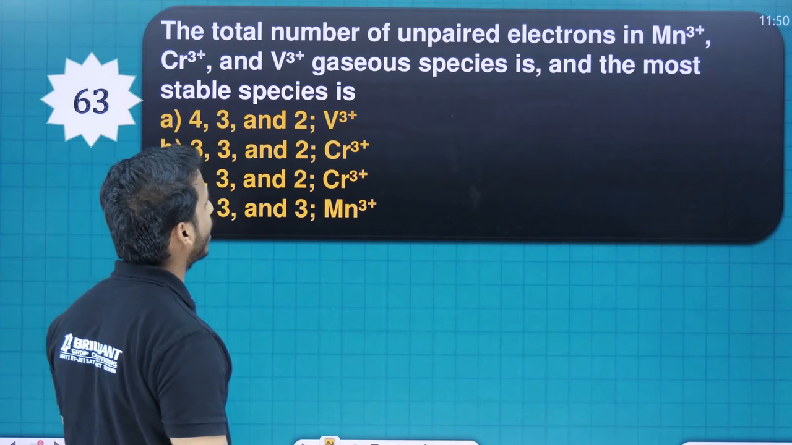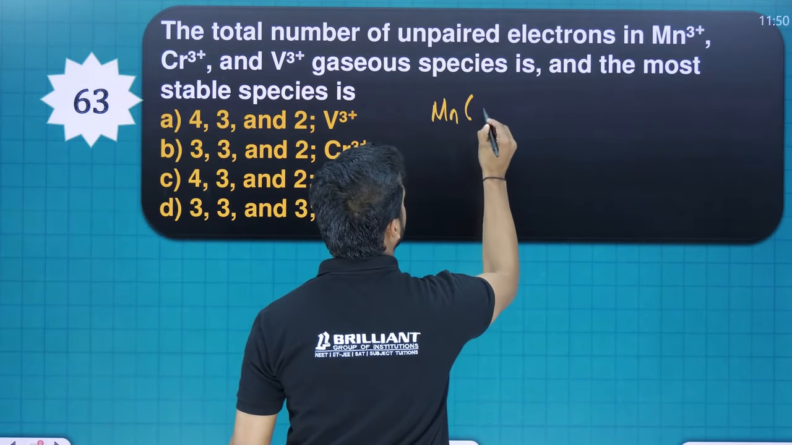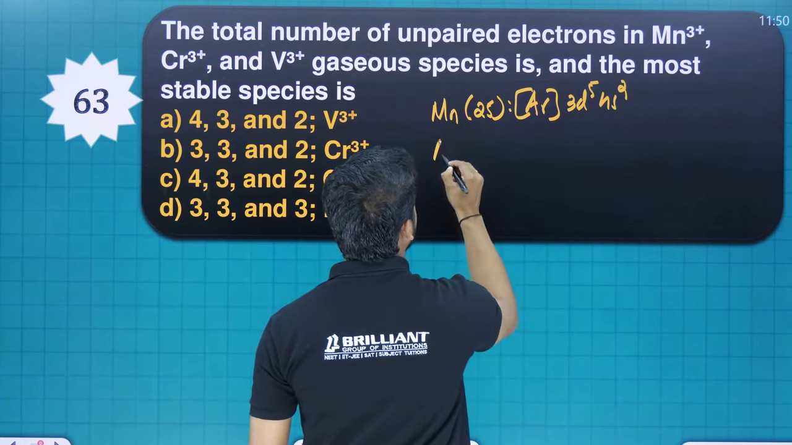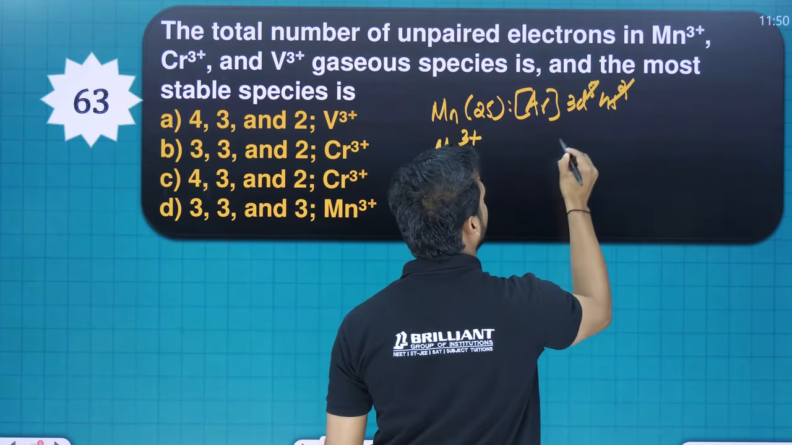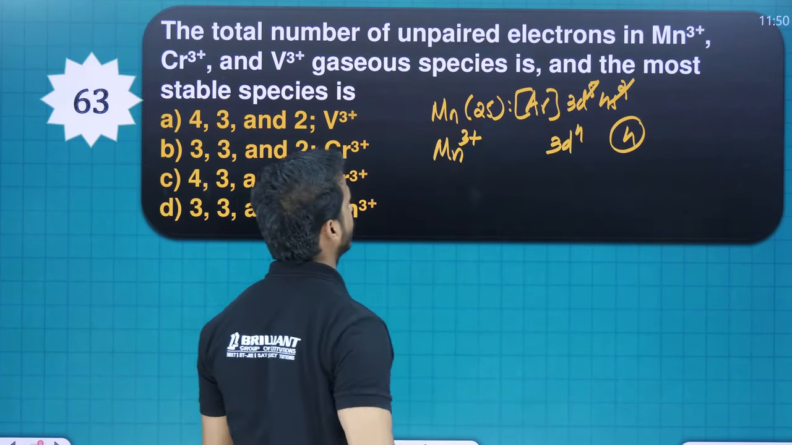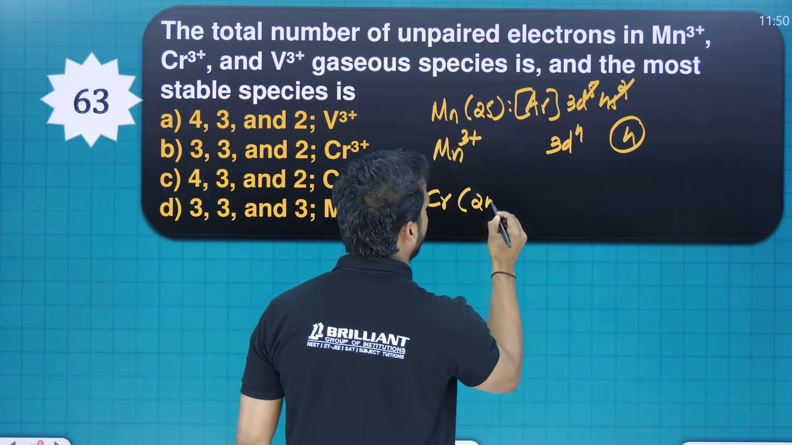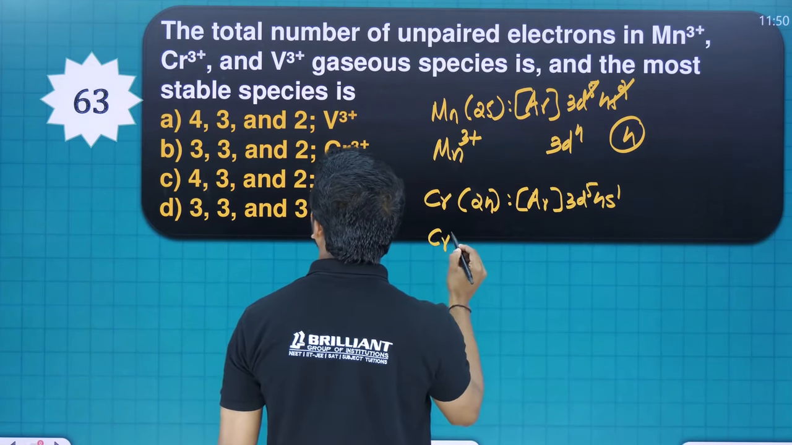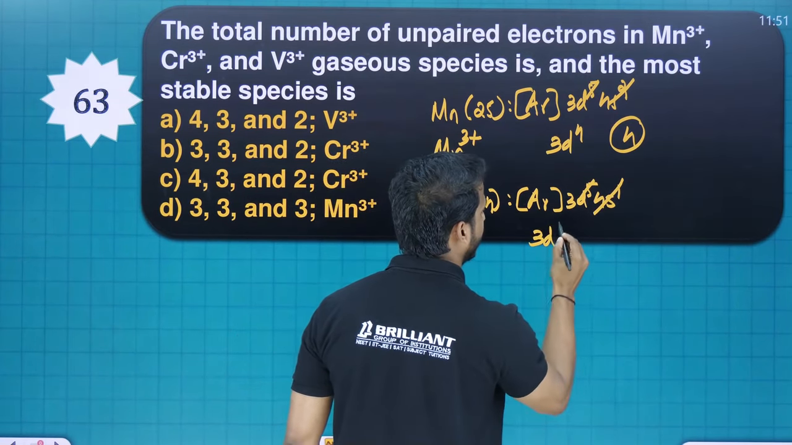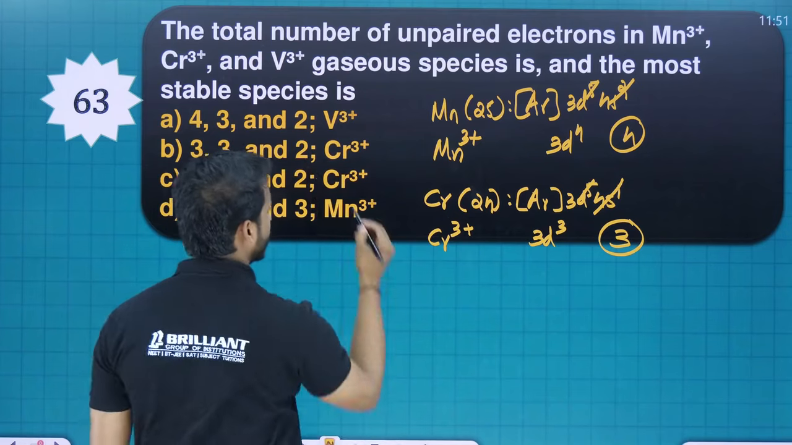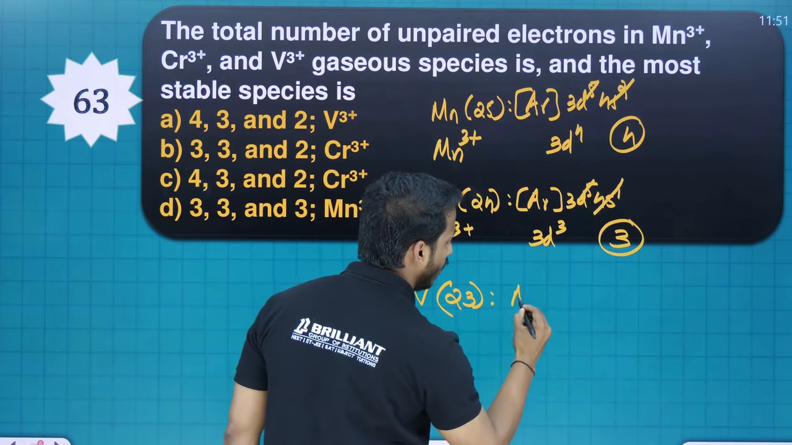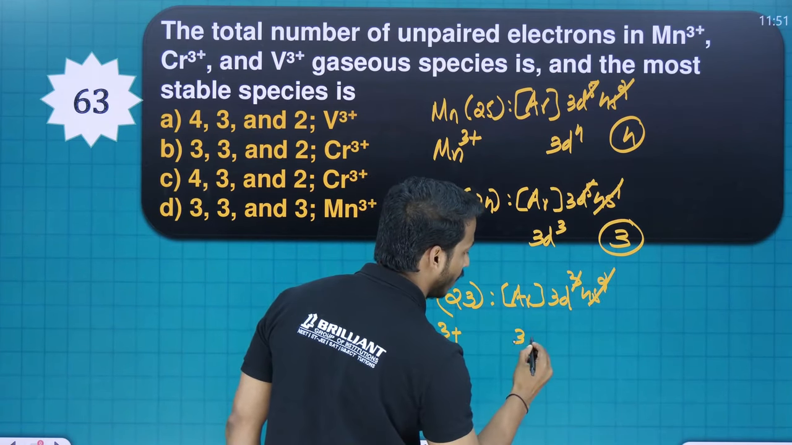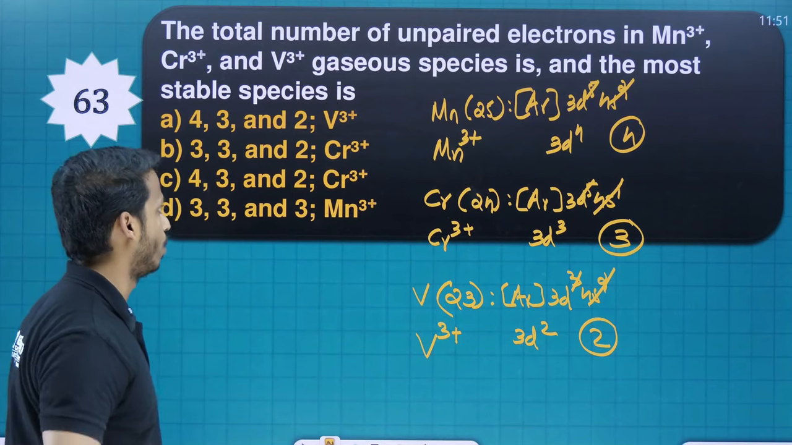Question 63, the total number of unpaired electrons in Mn3+. See, Mn atomic number is 25. So the configuration is what? Argon with 4s2, 3d5. So what is the number of unpaired electrons in Mn3+? 3+ means 2 from here, 1 from here, 3d4, right? So there will be 4 unpaired electrons. Chromium, what is the atomic number? 24. You know the exception in the configuration, that is argon, 4s1, 3d5. But here chromium 3+, they are asking 1 from here, 2 from here, 3d3. So how many unpaired electrons? 3 unpaired electrons. What about last, vanadium? Scandium, titanium, vanadium, 23. So 23 means what can we write? 4s2, 3d3. But vanadium 3+ means 2 from here, 1 from here, 3d2. How many unpaired electrons? 2 unpaired electrons.